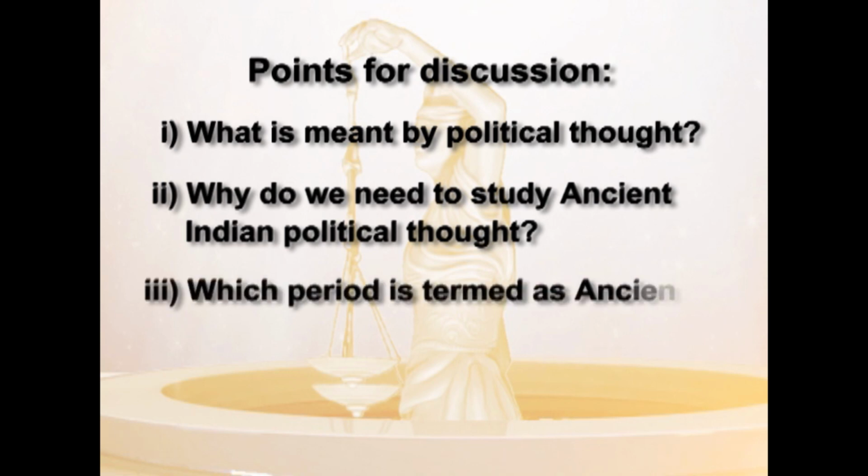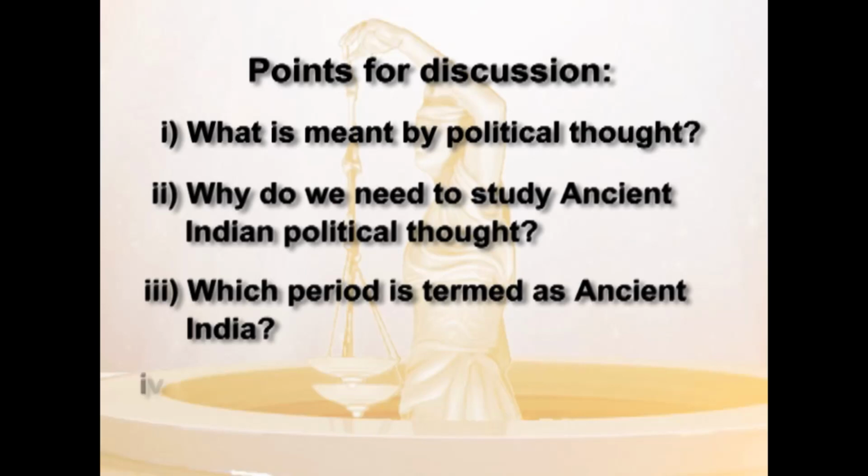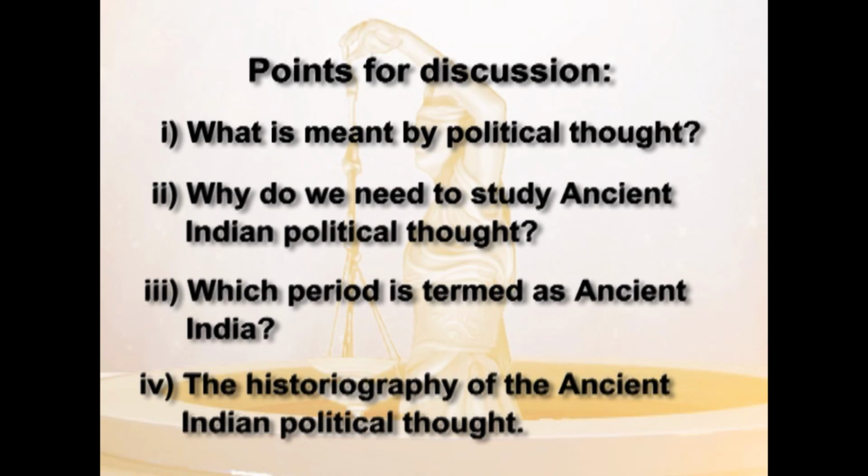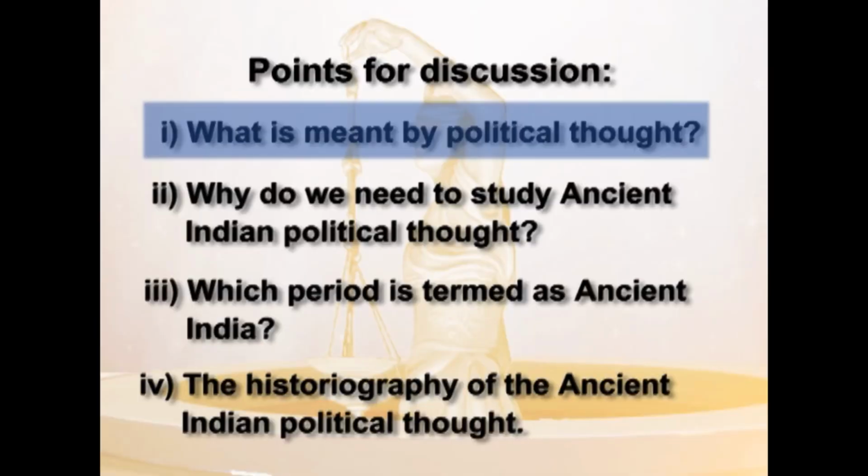The third is the period, that is, which period is termed as ancient India. This is no doubt a bit controversial, as there have been differences of opinion regarding the exact time in which ancient India falls, and different scholars have argued in favor of different timelines. So this will be the third area of our discussion. And finally, we will discuss the historiography of the ancient Indian political thought. That is, who are the historians? When did they engage themselves in the terrain of ancient Indian political thought? That will be the fourth and the final area of our discussion in this lecture. So let us begin with the first area, that is, what is political thought?